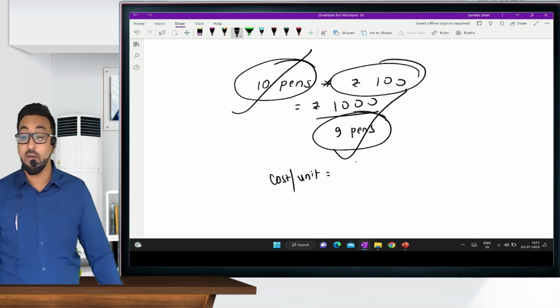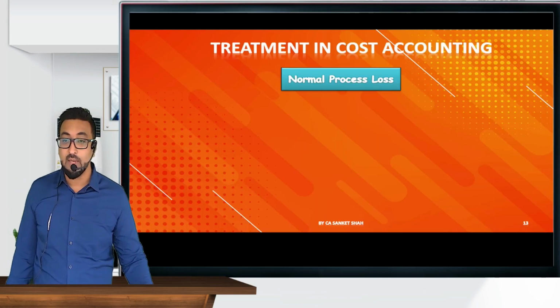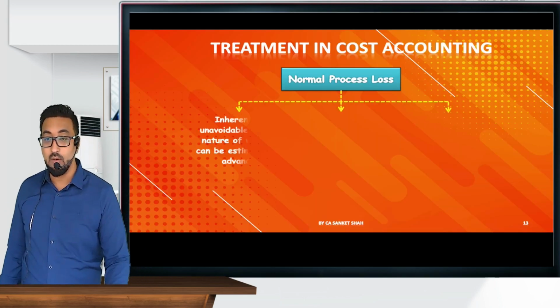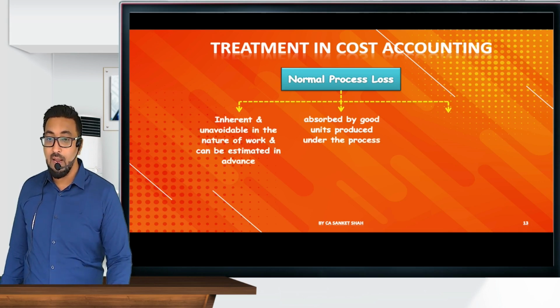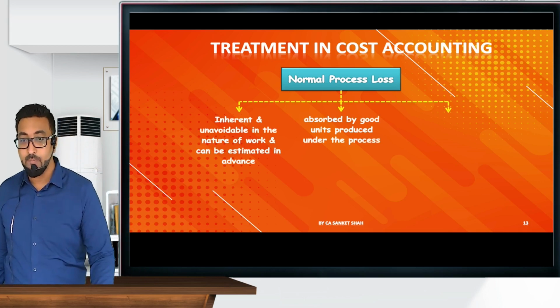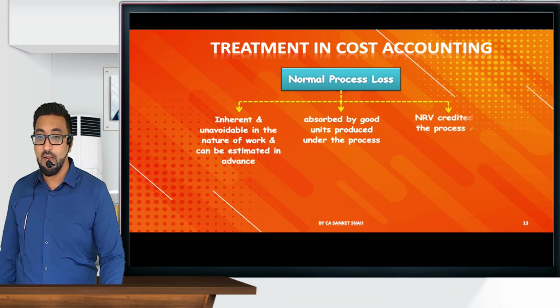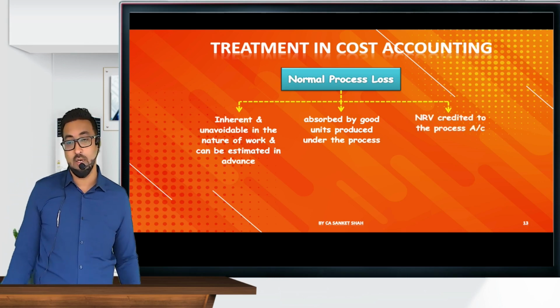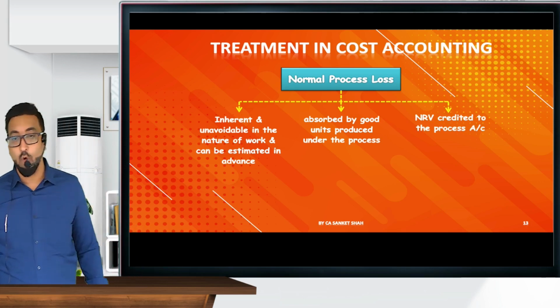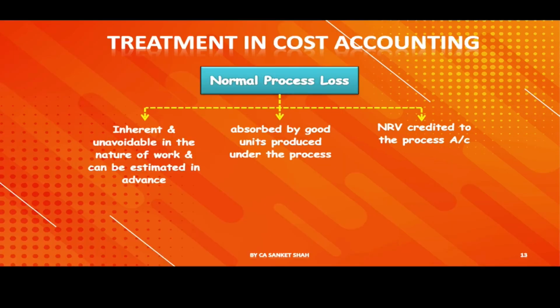So what is the treatment of normal loss? So normal loss की treatment क्या है? याद रखना, it is absorbed by good units. It is unavoidable and inherent, means you cannot avoid it. So absorbed by good units and NRV credited to process account. Now this is important. So this may be asked in the exam. What is the treatment of normal loss? So yes, write down this point. Normal loss treatment: inherent and unavoidable, absorbed by good units and NRV is credited to process account. जल्दी जल्दी लिखना.